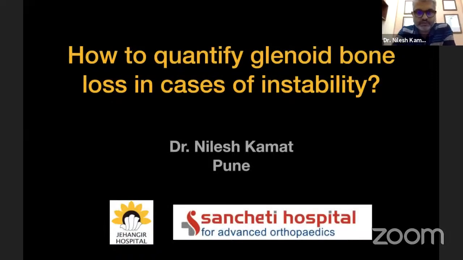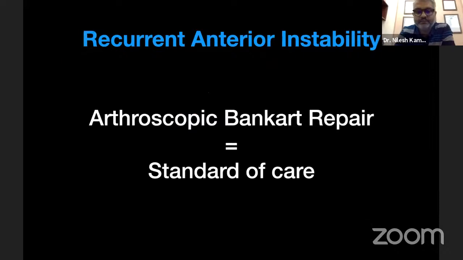So my topic for today is how to quantify glenoid bone loss in cases of instability. And it's quite a relevant topic because shoulder instability is one of the most common clinical presentations in our outpatient practice. So we know that arthroscopic Bankart repair is more or less considered the standard of care in cases of recurrent anterior instability.